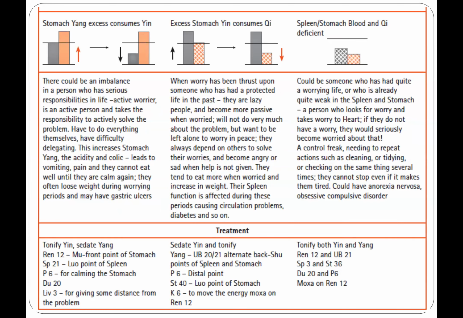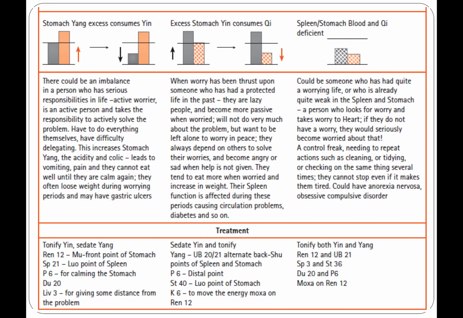Now, stomach yang excess consumes yin. This could be an imbalance in a person who has serious responsibilities in life. An active worrier is an active person and takes the responsibility to actively solve the problem. They have to do everything themselves and have difficulty delegating. This increases stomach yang. The acidity and colic lead to vomiting, pain, and they cannot eat well until they are calm again. They often lose weight during worrying periods and may have gastric ulcers.